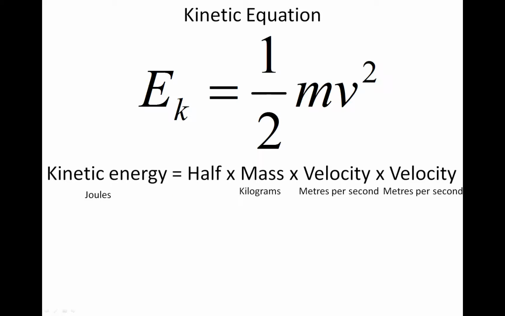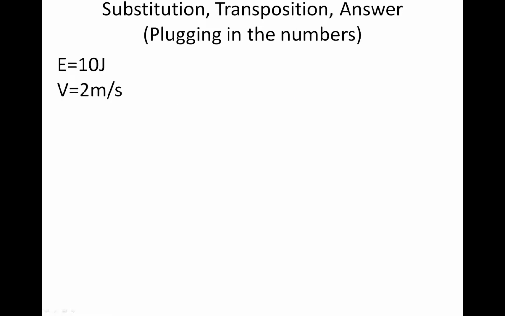We have EK equals a half mv squared. Now, like the triangle method and the making m and v the subject of the formula methods, you must remember this equation. So let's understand this better by looking at some examples. Substitution, transposition, answer. I call it plugging in the numbers.